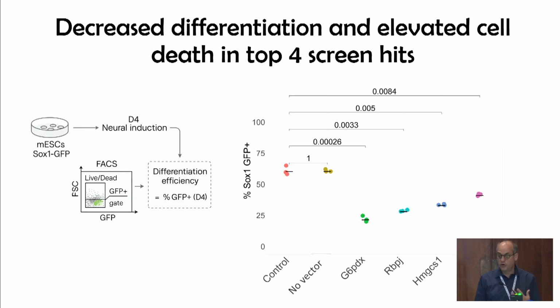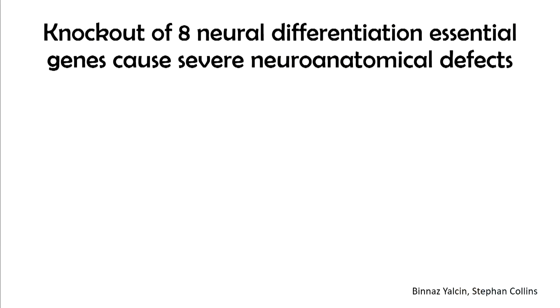We also wanted to know what's going on in vivo, and looked at the structure of the brain for a knockout of 8 other genes. This is work we did with Binaz Yalcin and Stefan Collins. We saw in all the cases that the knockout of those 8 neural differentiation essential genes causes severe neuroanatomical defects. For 4 of them, there were specific defects that we saw. And for another 4, which I'm going to show you now, we see microcephaly. So the brain in general is smaller.